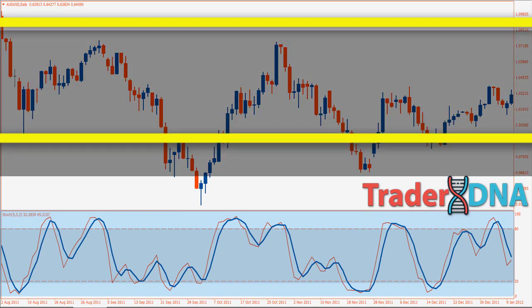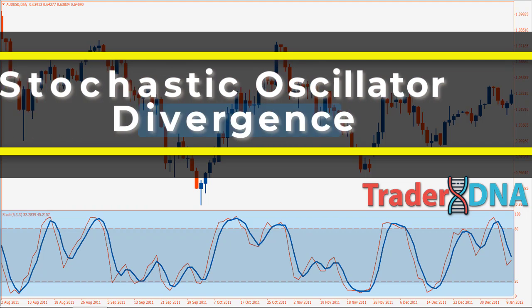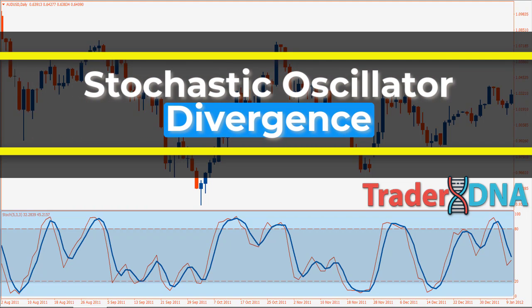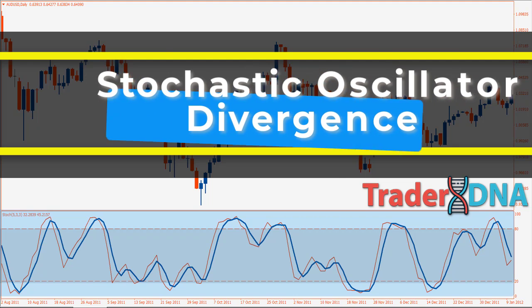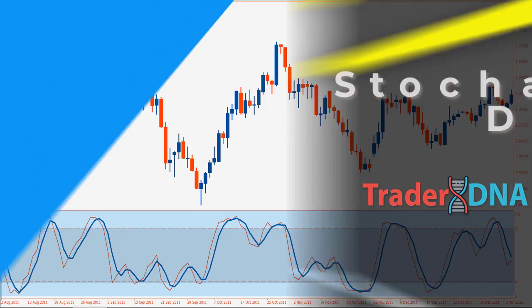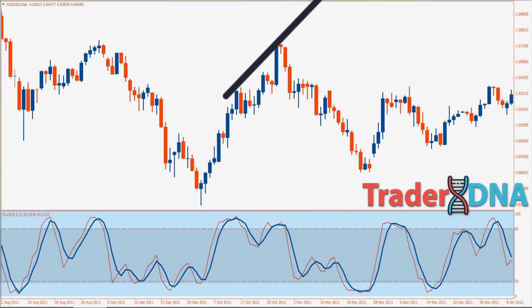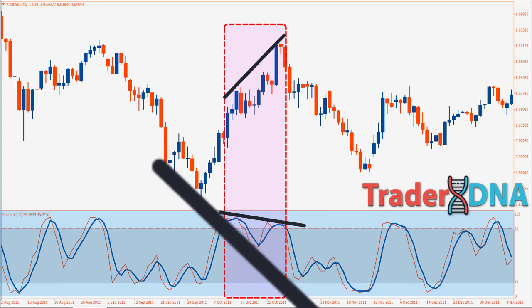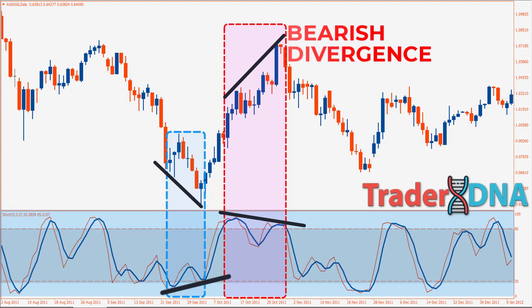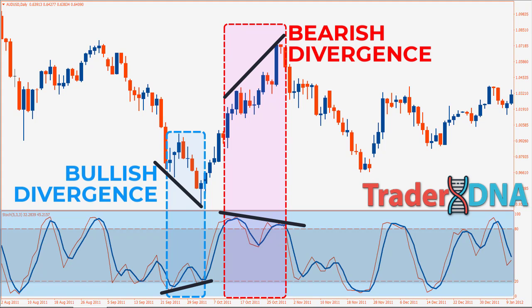Stochastic oscillator divergence. Now that the stochastic is set up, you can start to look for divergence. A divergence occurs when the indicator doesn't move in line with price. For example, the price makes a new high, but the stochastic fails to reach a new high. Or, price makes a new low, but the stochastic fails to make a new low. The former is a case of bearish divergence because it signals potential weakness, and the latter is a case of a bullish divergence because it indicates potential strength.